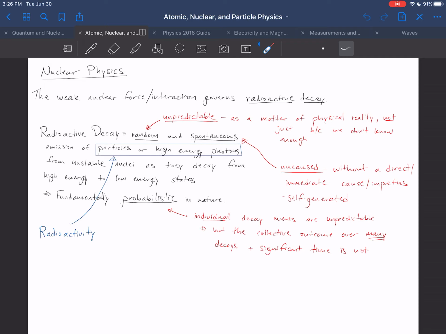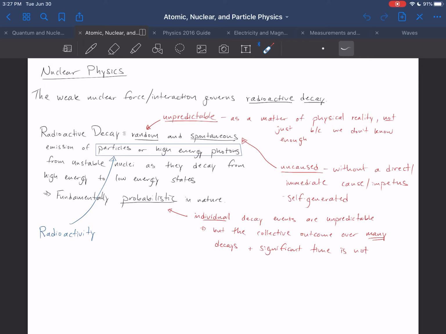So not only is it unpredictable, it's spontaneous. That is, if we look right before the decay, we can suggest the odds of something decaying, but we cannot say what caused that decay directly. There is no proximate cause. That is, you look right before it was to decay, and it looked no different than just before that. There is no direct, immediate cause or impetus. It happens of its own self.